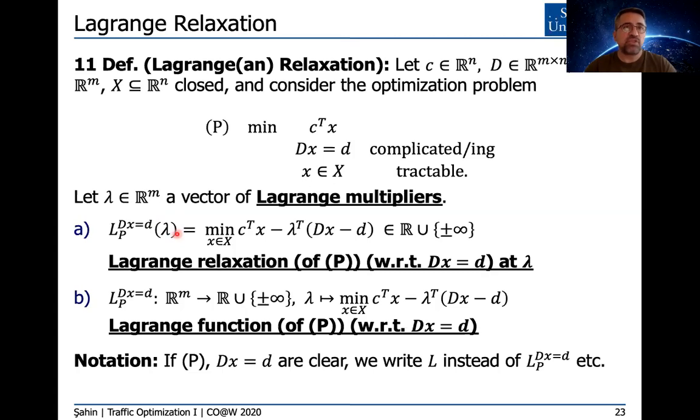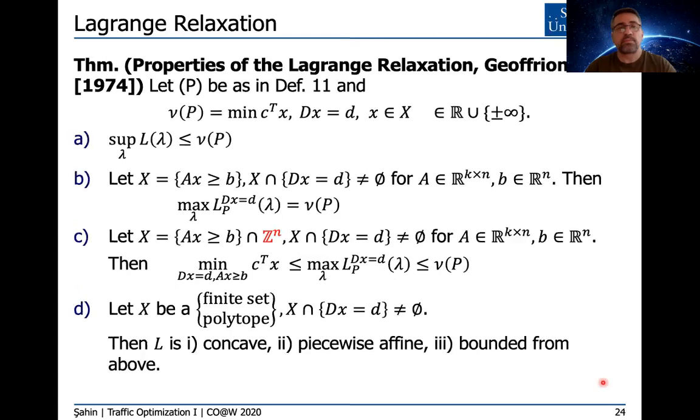If we assign to each multiplier the objective of the associated Lagrange relaxation, we obtain the Lagrange function of the problem with respect to constraints D. If these constraints are clear from the problem, we also leave them out of the notation, as shown here in this part. The main property of a Lagrange relaxation is that it provides a lower bound to a minimization problem, similarly to an LP relaxation, as we see in this theorem.